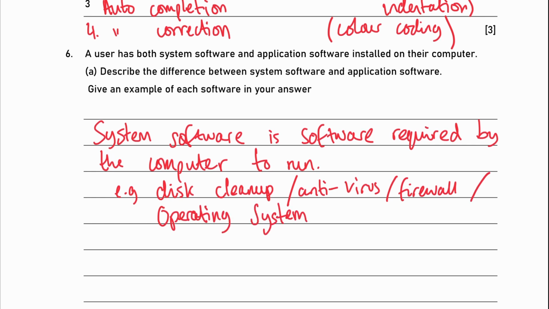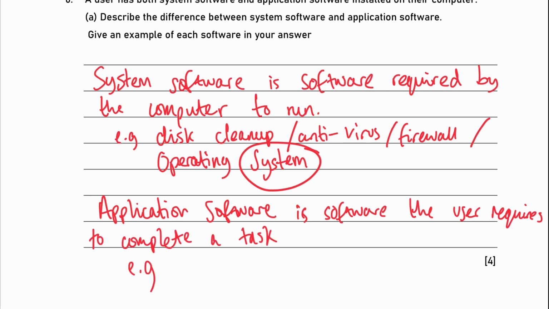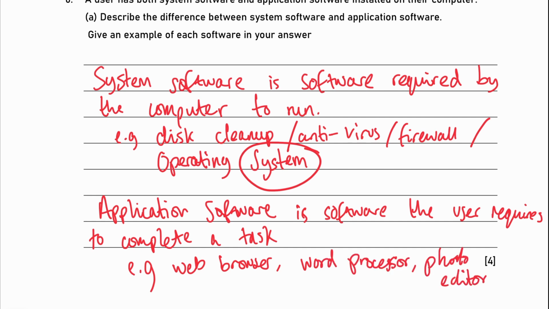So you could mention the operating system itself as system software, clues in the name, system, and application software is software that the user might require to complete a task. And you've got a bunch of application software you could use. You could say a web browser, a word processor, photo editor, basically any piece of application software that you've got on your phone or computer right now would be classed as application software. It's not necessarily needed by the computer, but it is what we use in order to perform our tasks.